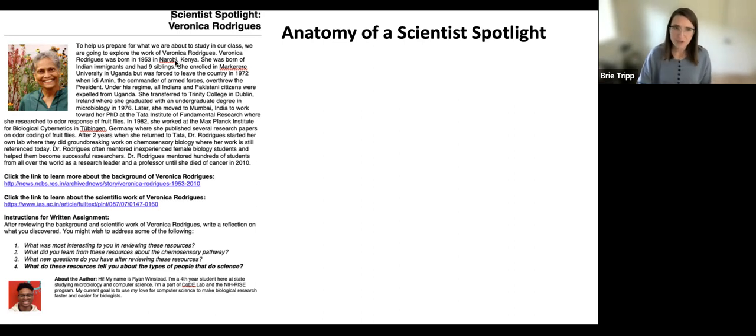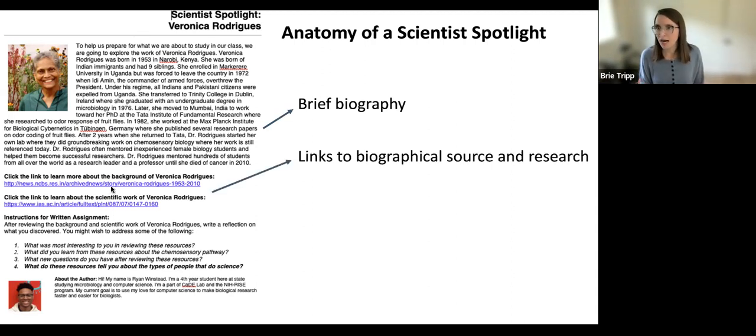So this particular spotlight is Veronica Rodriguez, and all spotlights have this picture of them and then a brief biography, just a short paragraph. Then the next two links: this first one is a deeper dive into their background and how they got to where they're at now, and the second one has to do with whatever research that particular scientist is doing or did in the past. One of the cool things about Scientist Spotlights is it highlights researchers that are actually still alive and that are making big contributions to science.